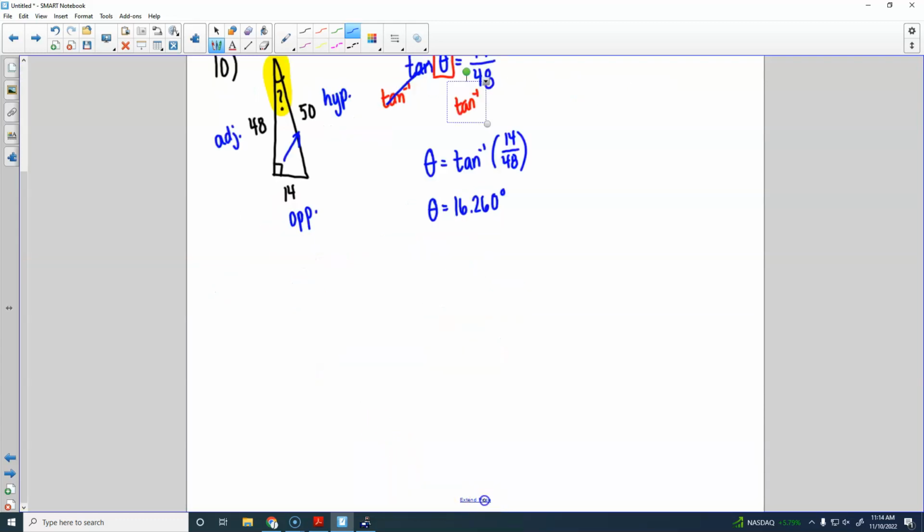Okay, let's do another one of those. It does not matter at all which one we do, but let's do 13.